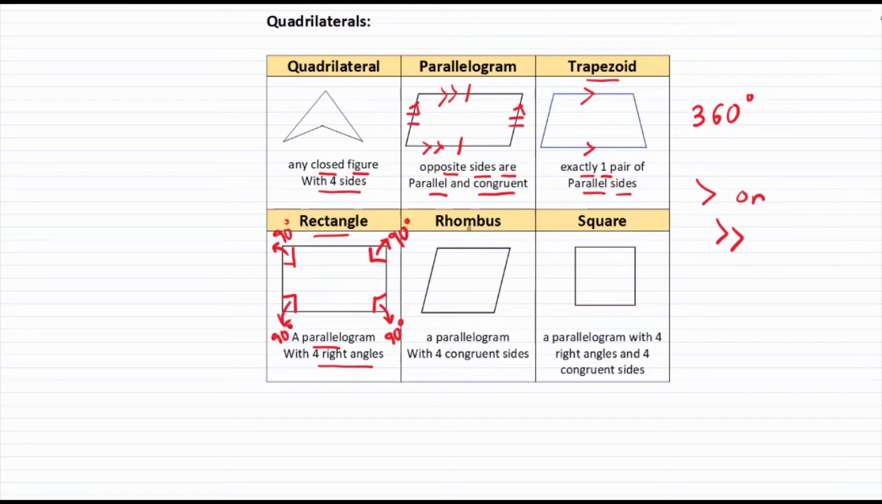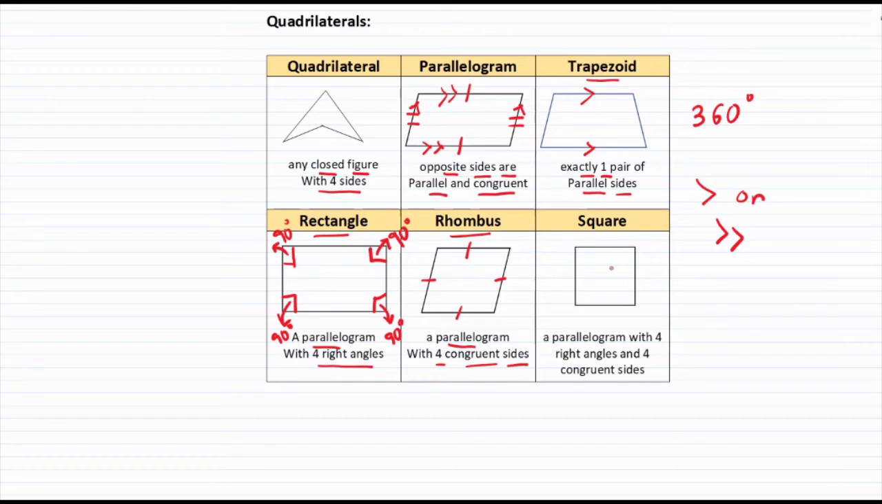The next is rhombus. In a rhombus, all four sides are congruent. So a rhombus is a parallelogram with four congruent sides. Nothing is mentioned over here for its angles.